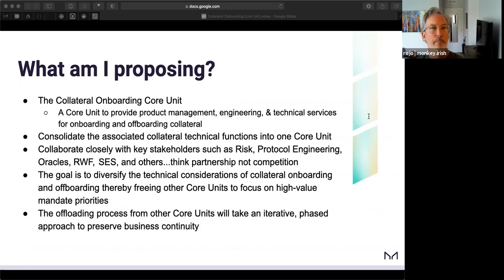Okay, let me move on. So I'd like to start with the basics, since not everybody's familiar with the collateral onboarding unit and the proposal that's been made. This core unit would provide product management, engineering, and technical services for onboarding and offboarding collateral. The implementation leads to consolidating the collateral technical functions into one core unit.